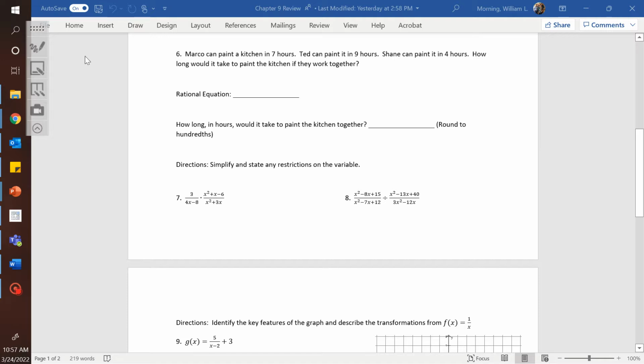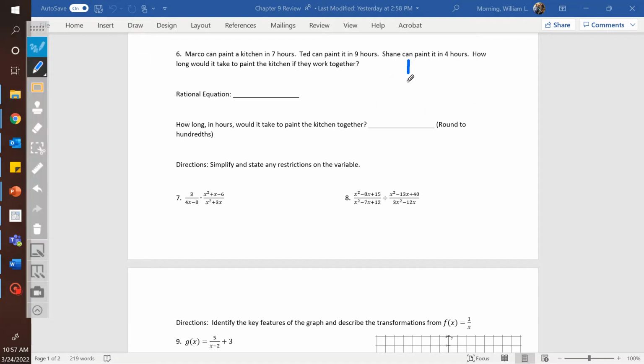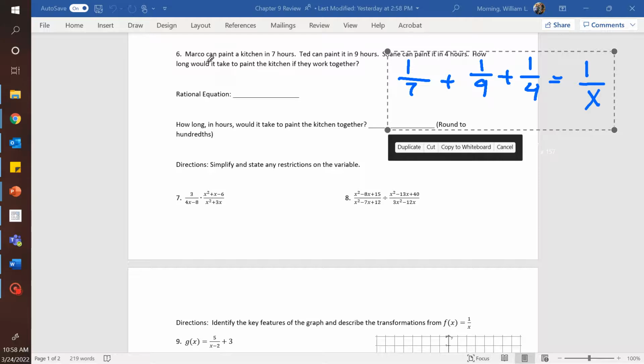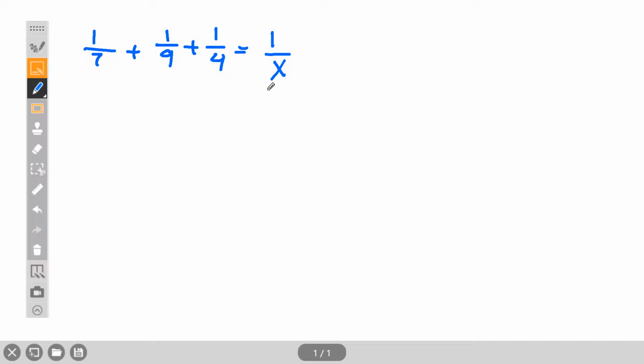Number 6, Marco can paint the kitchen in 7 hours, so 1 kitchen in 7 hours. Ted can paint it in 9 hours, so 1 kitchen in 9 hours. Shane can paint it in 4 hours, so 1 kitchen in 4 hours. How long would it take to paint the kitchen if they work together? So 1 kitchen in x hours. When you add all these rates together, you get 1 kitchen painted in x amount of hours.